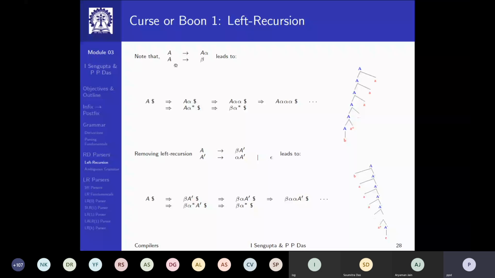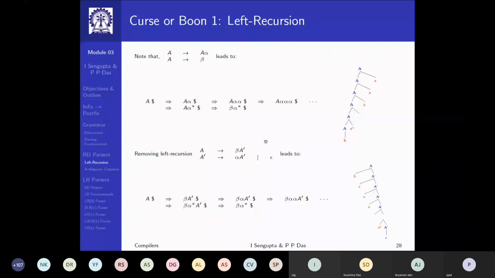Given these productions, what is the language produced? If we do the derivations, A produces A alpha, then A alpha alpha, then A alpha alpha alpha. It keeps producing a chain of alphas until you use the second production, which starts with beta. You could use the first production an arbitrary number of times before using the second production. So what you eventually generate is beta alpha star.